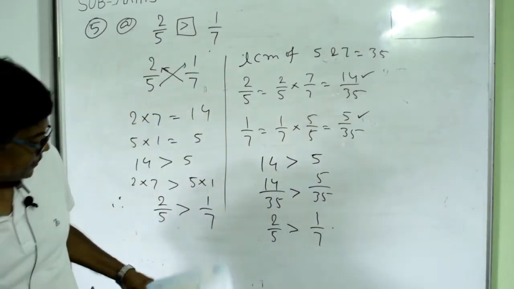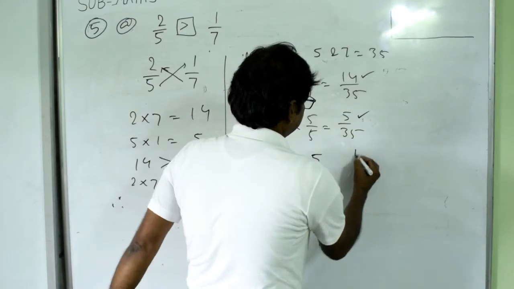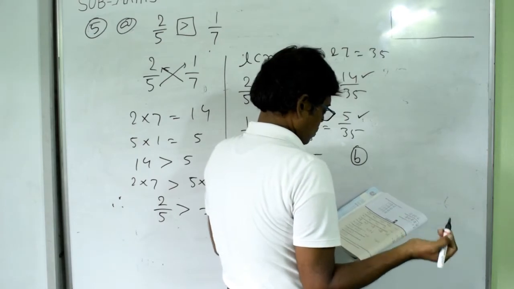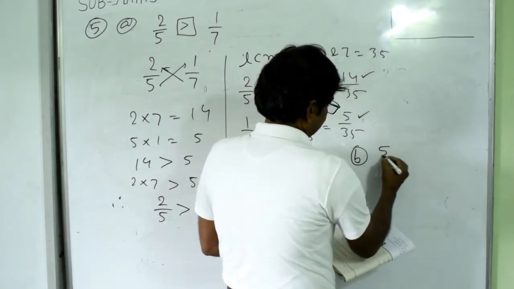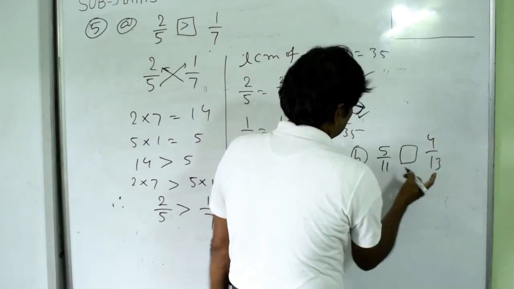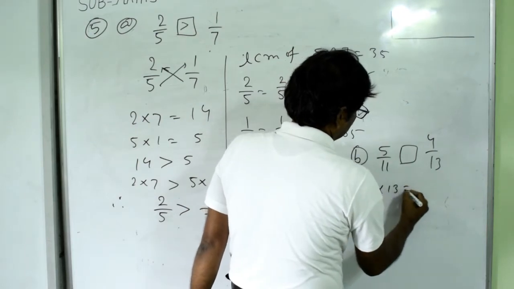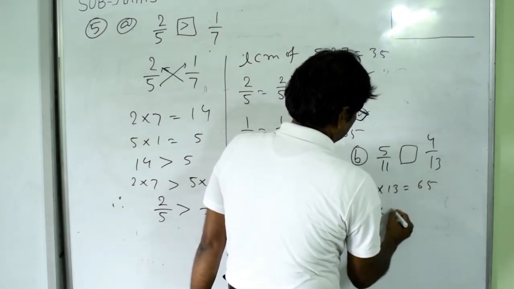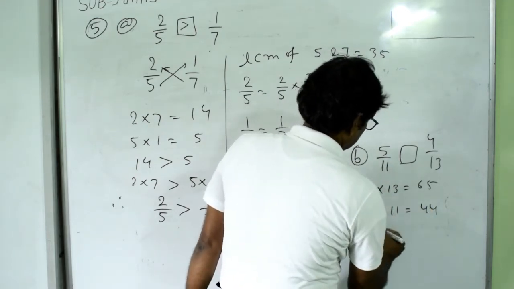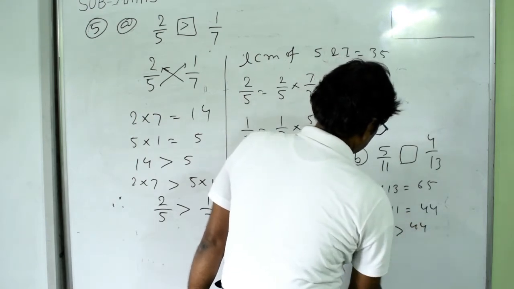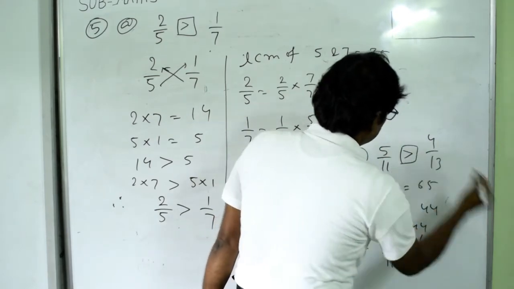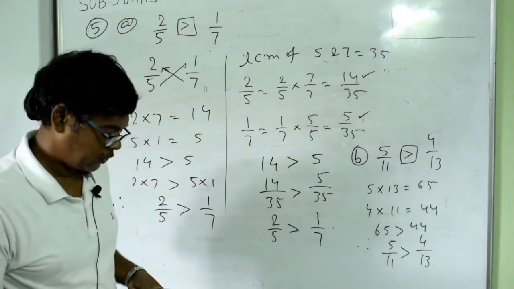So the next one, question number B also. Here you have to compare 5 by 11 and 4 by 13. See here that 5 into 13 equal to 65, and 4 into 11 equal to 44. So 65 is bigger than 44, and therefore 5 by 11 is bigger than 4 by 13. So here the symbol is this. In the same way you can do other questions.